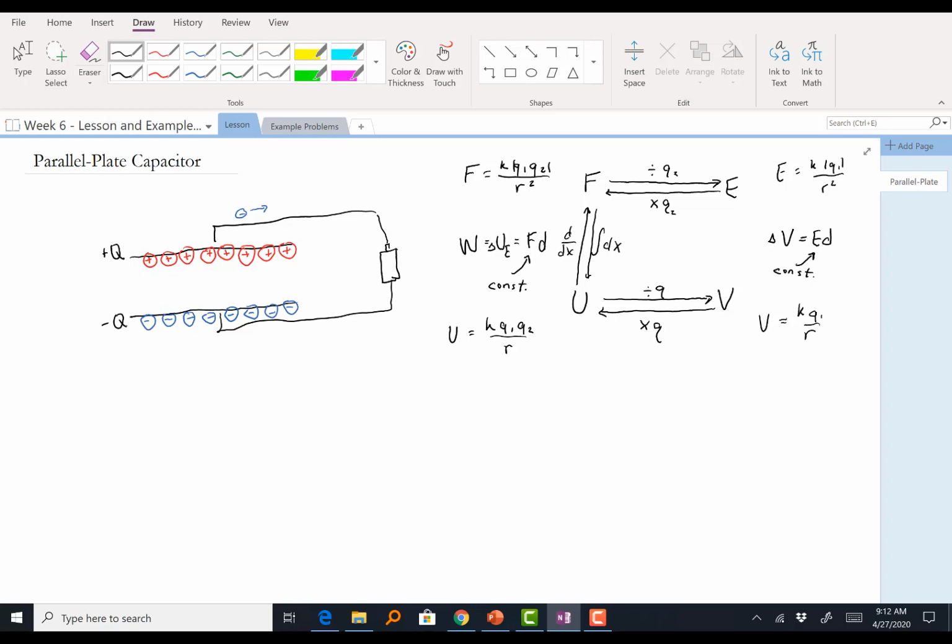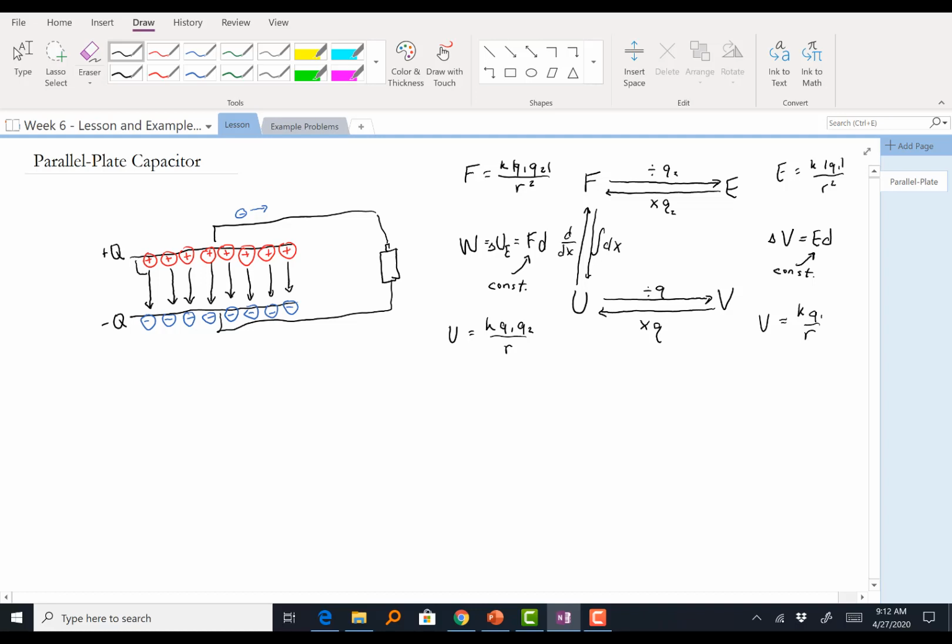And what we've said before is that positive charges have electric fields that point away from them. Negative charges have electric fields that point towards them, and so I'm going to have an electric field that's pointing away from the positive charge and towards the negative charge. So it's going to set up this electric field that's just pointing from the positive plate to the negative plate, where this electric field is perpendicular to the plate.